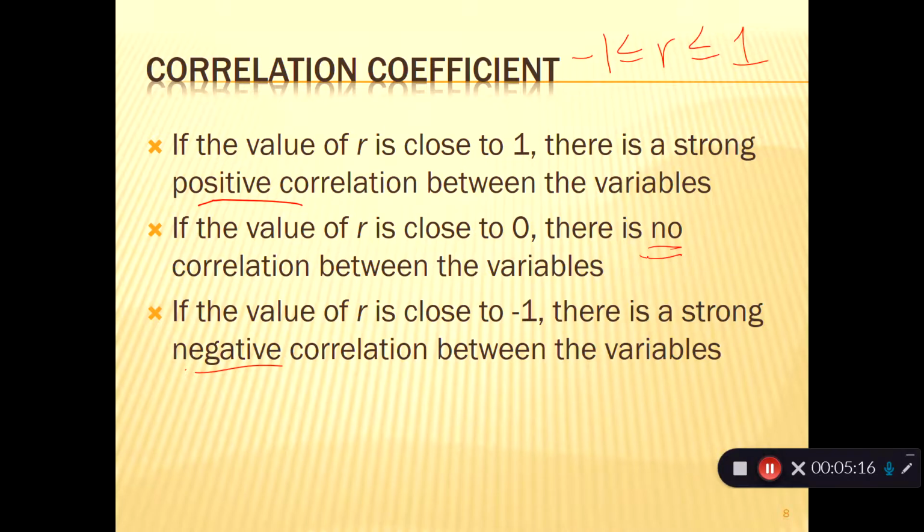Okay, so in other words, if I have an R value that's close to 0, I have a very, very weak correlation between the two variables. There's not much of a relationship between them. If I have an R that's close to positive 1, then there's a very strong positive correlation.